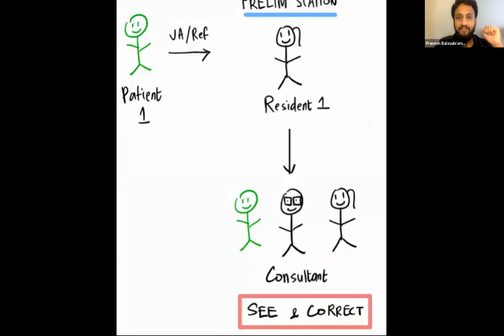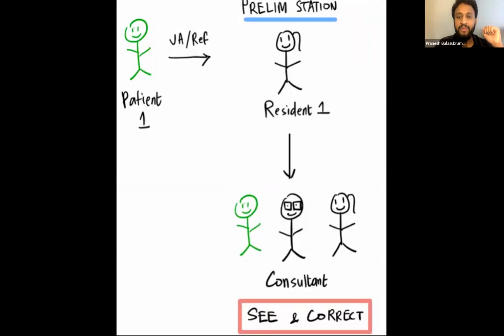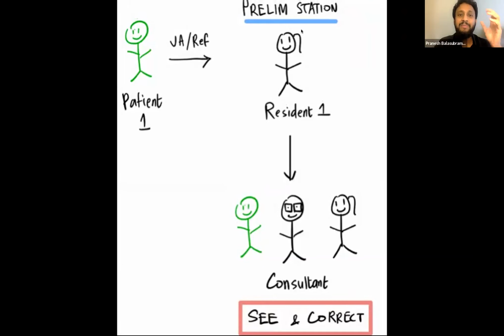Now, we have the student who is going to be the resident, in a preliminary station. So patient one will be undergoing the visual acuity or refraction. The patient comes to the resident or the learner. And now the resident is going to examine the patient either by slit lamp or torchlight, get history, do the preliminary workup. And now the student is going to bring the patient to me, the consultant. Now, what I'm going to do is look at the patient, examine the patient again, and correct the student.